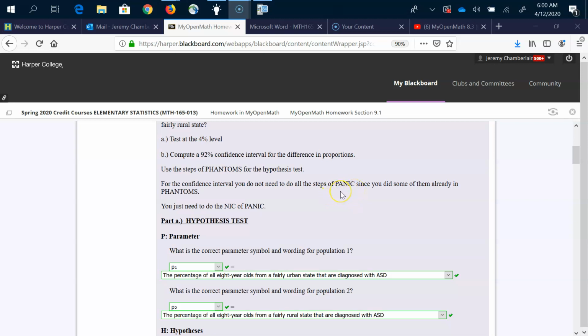Since the assumptions are going to be the same, we don't need to redo the assumptions to do a confidence interval, and since the parameter is again the same, we don't need to define the parameter again. So we only need to do the name of the test, the confidence interval, and a conclusion for part B that's different than part A.